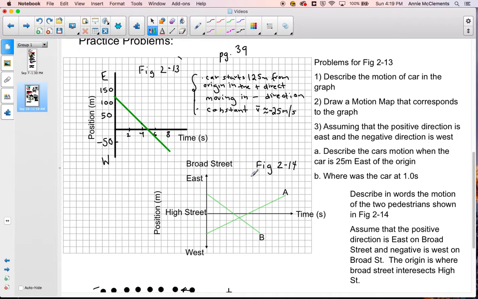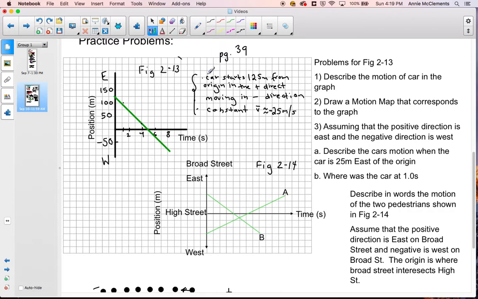B, where is the car at 1 second, right? Again, just reading the graph, 1 second here, trace it up. It is 100 meters, and now that we have the concept, we can say 100 meters east of the origin. All right, so that is questions 1, 2, and 3 on page 39 of your book.